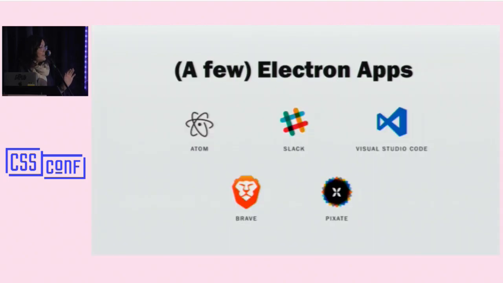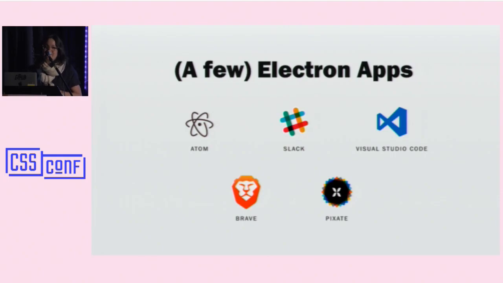So you might already be using some Electron apps. If you use Atom, you're using an Electron app. If you use Slack, it's an Electron app. Visual Studio Code, which is Microsoft's code editor, is an Electron app. Brave, which is a browser built on Electron, which is built on Chrome, and Pixate, which is a prototyping tool. These are just a few.